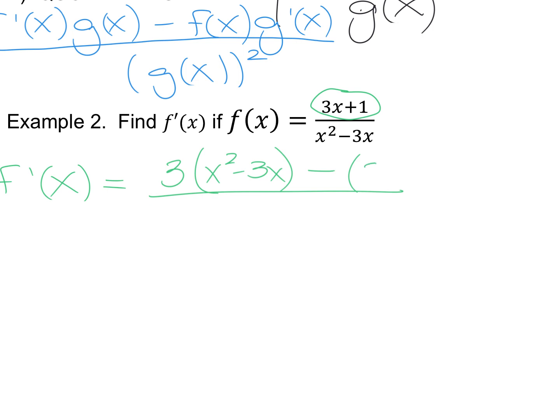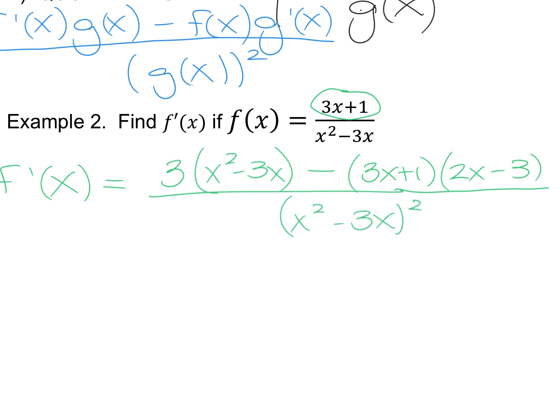Okay. So then I have the top function, that's 3x plus 1, times the derivative of the bottom function, which is just 2x minus 3. And that right there is why I don't distribute the negative, because what am I actually going to have to do first? FOIL, then distribute the negative. So I'm going to get myself all messed up if I do it differently. And then it's all over the bottom squared.